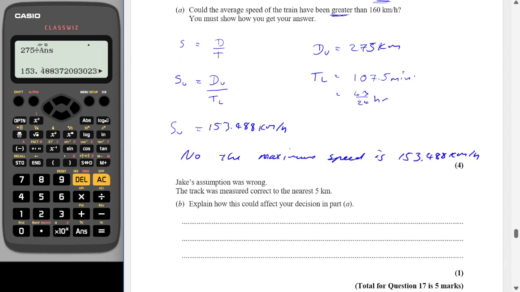Jake's assumption was wrong. The track was measured to the nearest 5 kilometers. Explain how this would affect your answer. It would still be a no. So, would this affect my answer? No, it wouldn't. The maximum speed would still be below. Would this affect your decision to part A? No, as maximum speed would decrease.